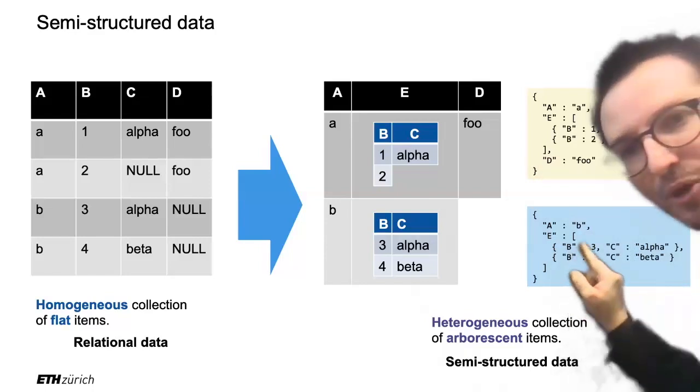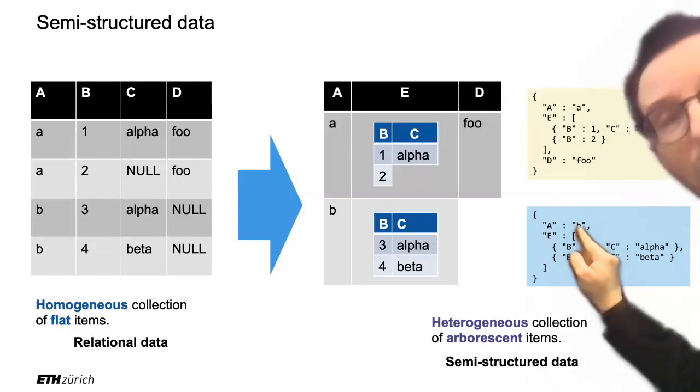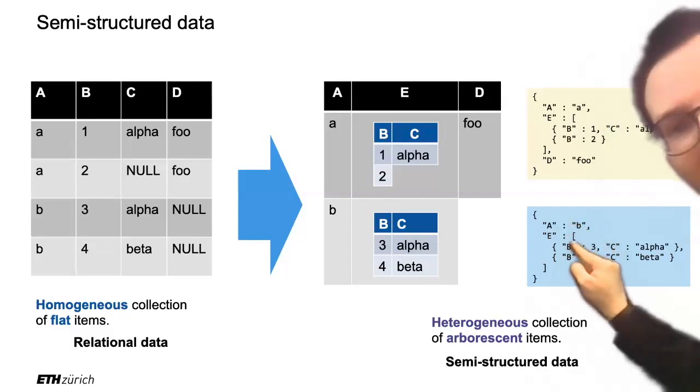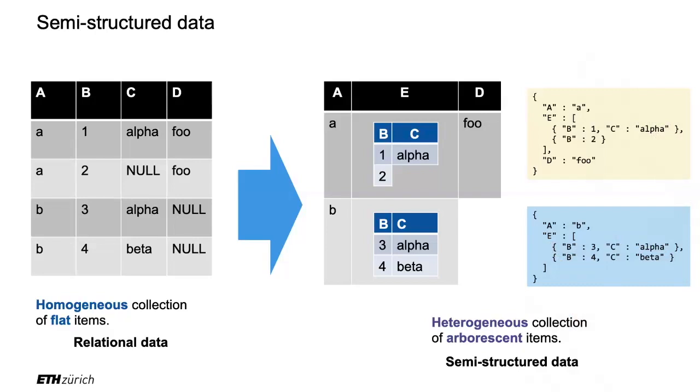Whenever you want to nest a table, you need these, it's called angle brackets. These are called curly brackets, and these are called, sorry, not angle, what am I saying? Square brackets, the square brackets and the curly brackets. All right, so you see that we are moving away from tables as homogeneous collections of flat items, flat records, and we move away to heterogeneous collections of arborescent items. Arborescent, if you don't speak a Latin language, it means like a tree, like arbre means tree. Okay, and this is called semi-structured data.